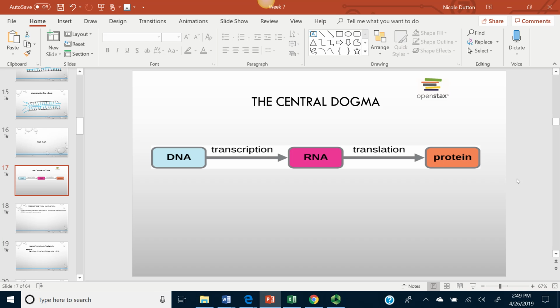So if we have a strand of DNA, now DNA is double-stranded, but typically when we're talking about transcription, we only make a messenger RNA copy of one of the strands. DNA has regions known as genes. And the gene contains the sequence of nucleotides that is going to give us our amino acid sequence. So a gene codes for a protein.